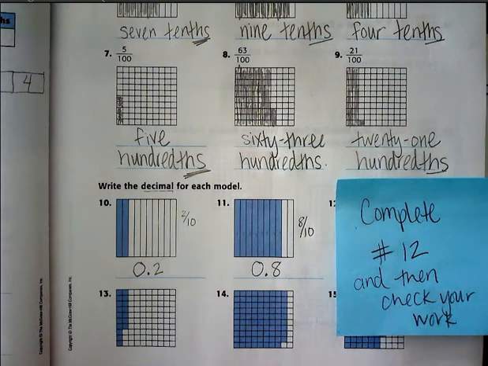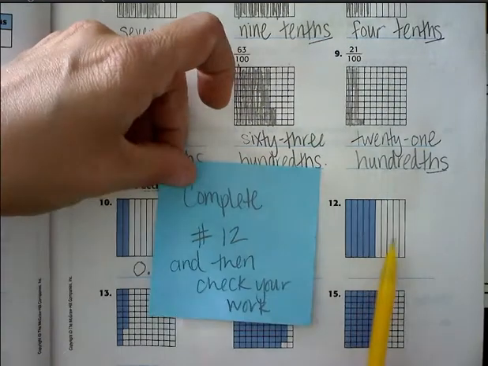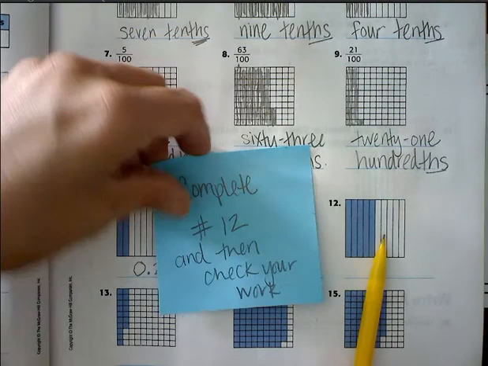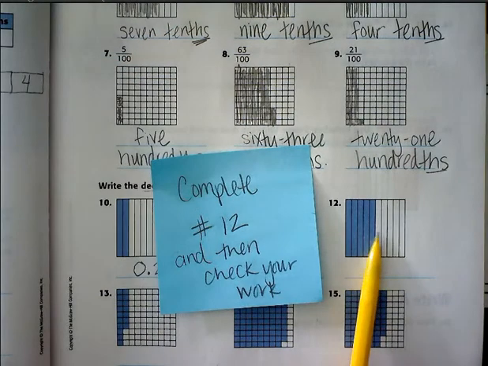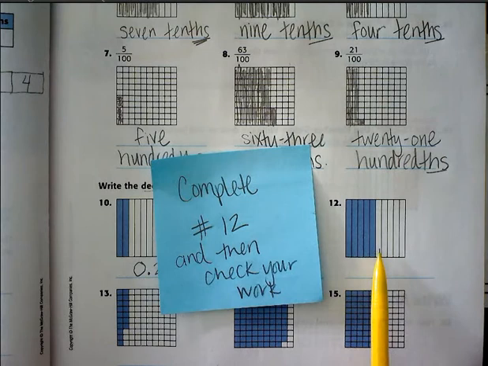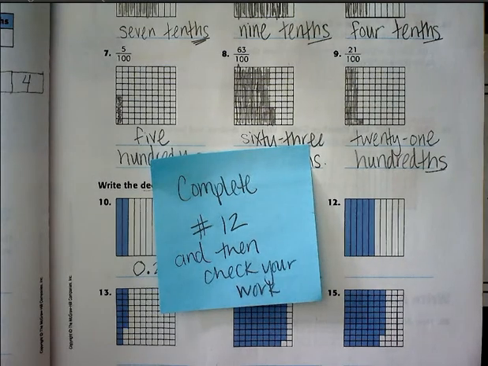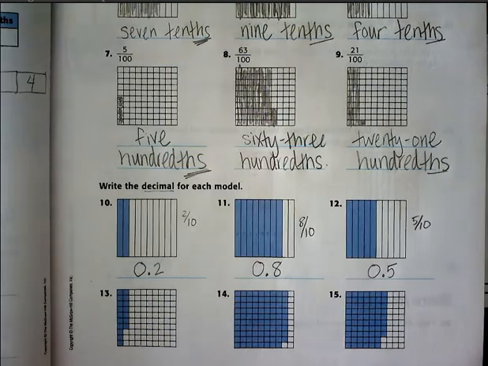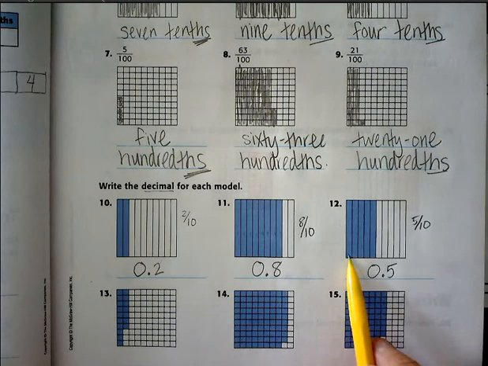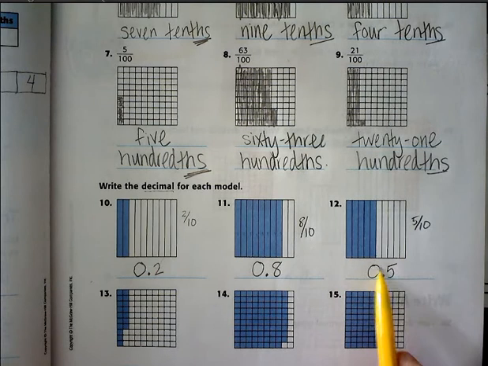Now I want you to try and do number 12 underneath here. You're going to complete number 12, and then I want you to come back and check your work. Complete number 12 while it's paused, and then come back and check your work. So when we did this one, we counted 5 out of 10, and that's 0.5.